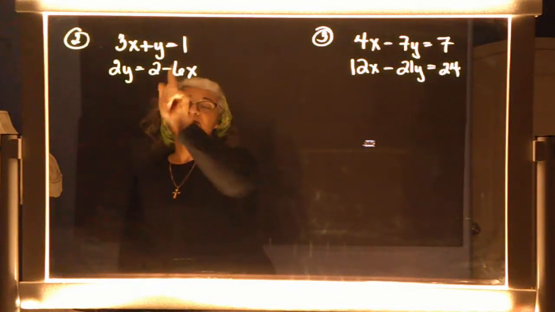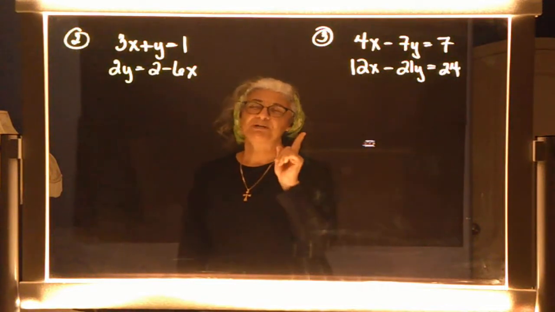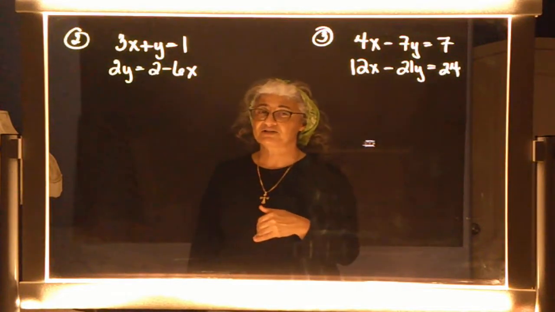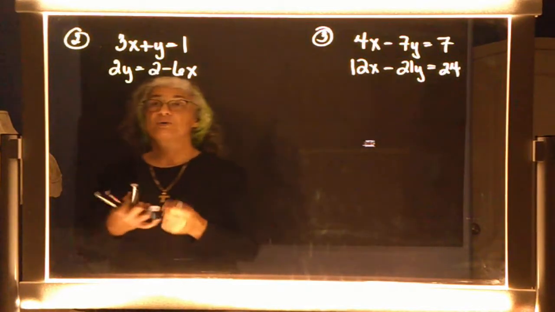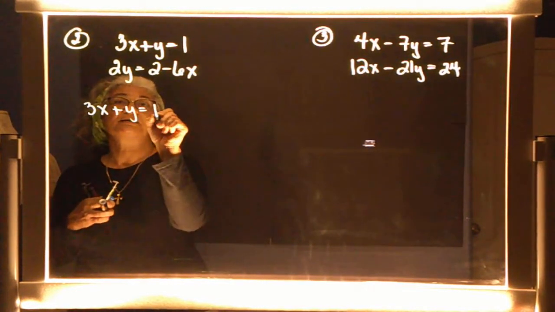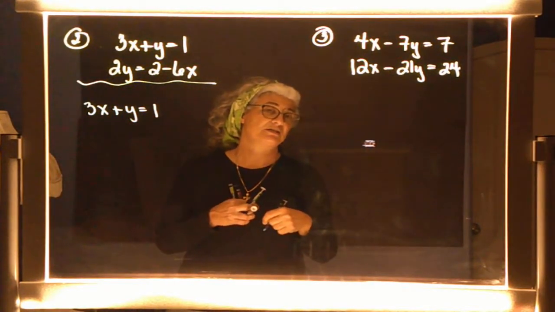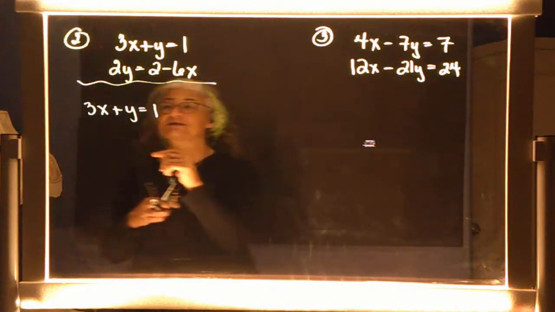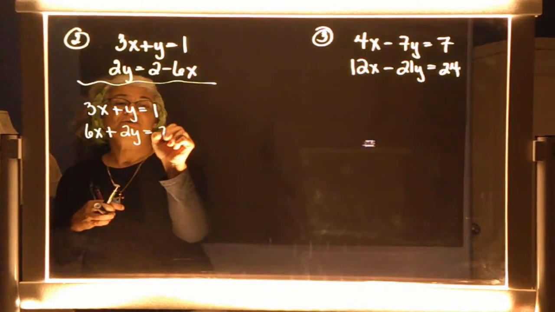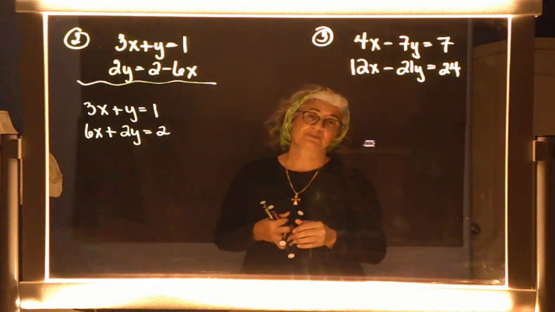Okay, so first equation, yeah, 3x plus y equals 1. Check, that one's good. But equation 2 is not in the right format because the x's and y's are not on the same side, are they? Okay, so we said equation 1 was good. So that's 3x plus y equals 1. But equation 2, it looks like I have to move the 6x over, don't I? Add the 6x to the other side. So I'll get 6x plus 2y equals 2. Good. What's my second? Yeah, eliminate a variable.